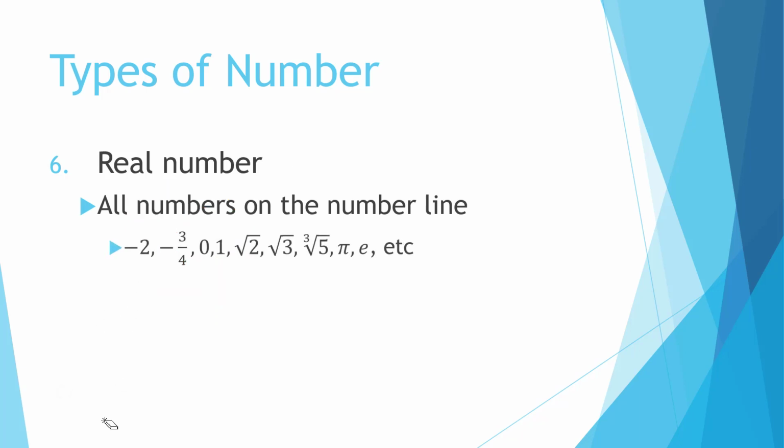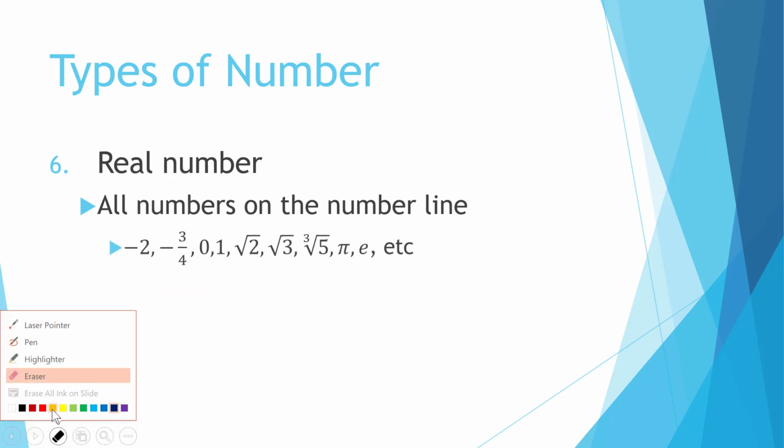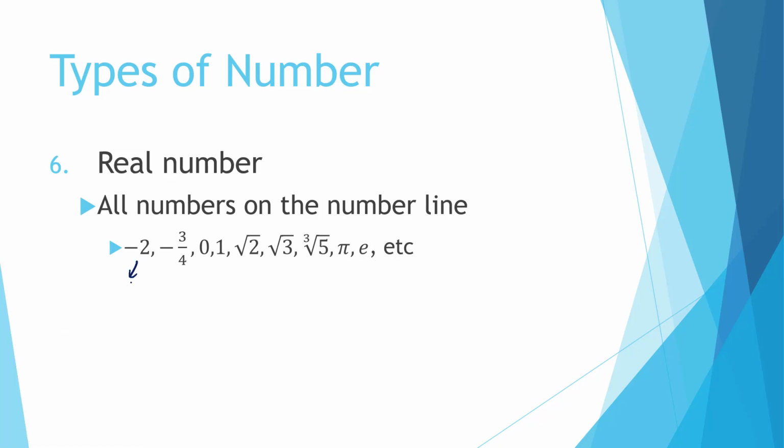As you can see, -2 is an integer, right? This one is an integer, and this one is a rational number, right? And this guy is a whole number, and this one is a natural number, right? And this one is an irrational number.